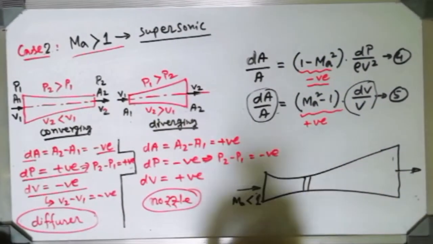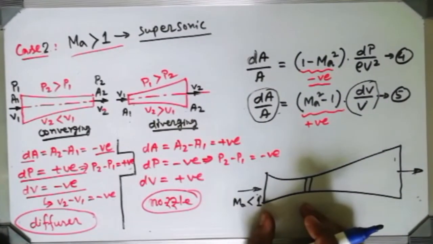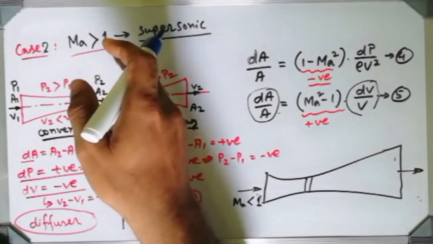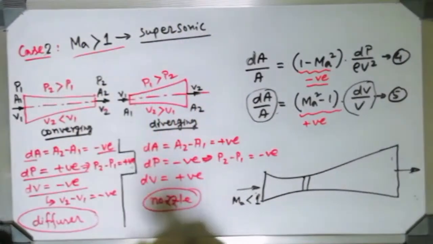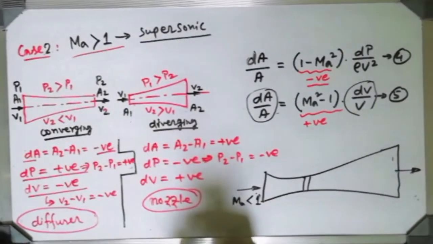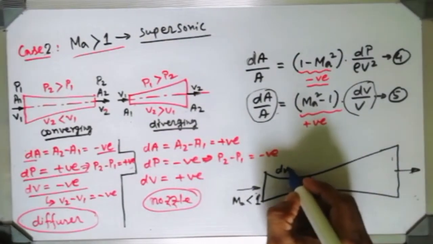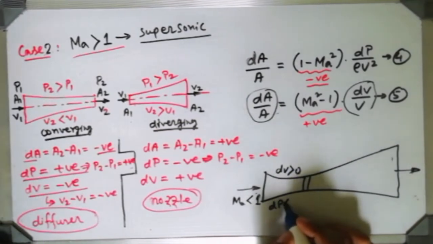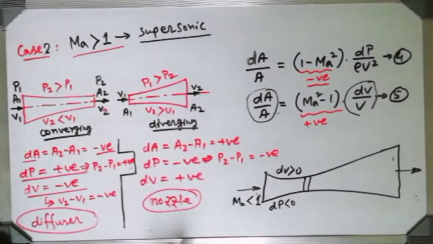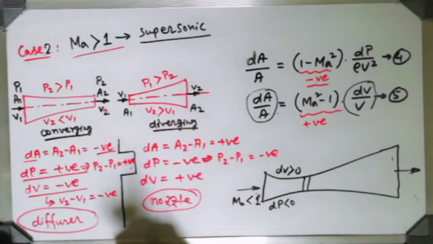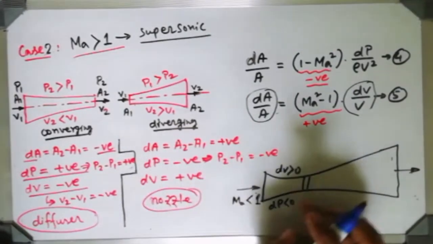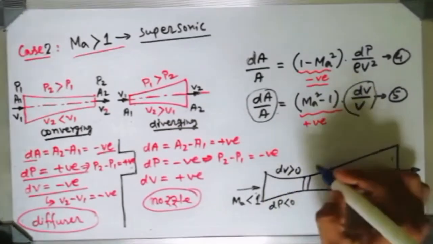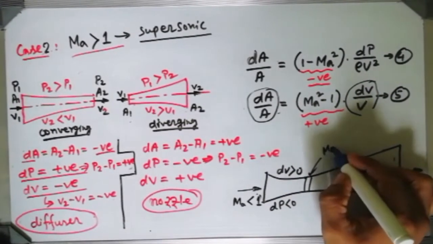In this particular part, I have already wiped it out. You can have it from your copy that I am considering case 1, where the Mach number is less than 1. dV will be greater than 0, and dP will be less than 0 in this converging cross section, because the Mach number is less than 1. And gradually, as it reaches the throat part, in the throat the Mach number will be 1. It can be proved.